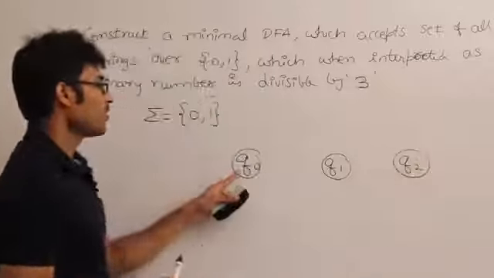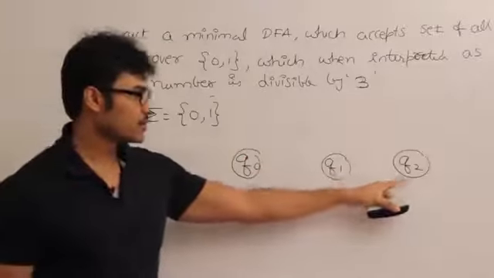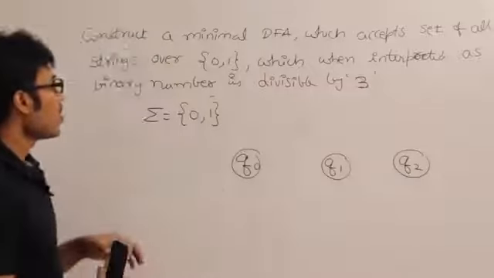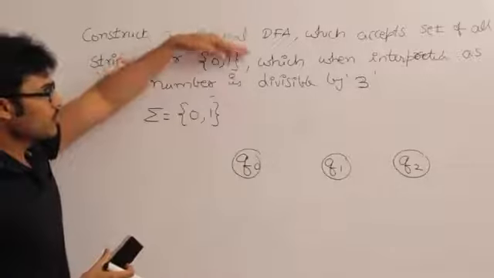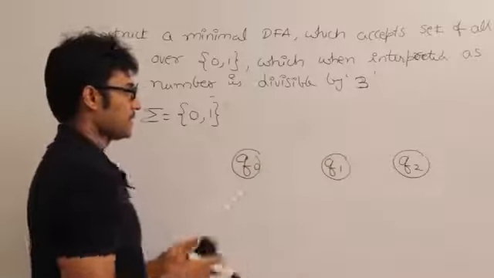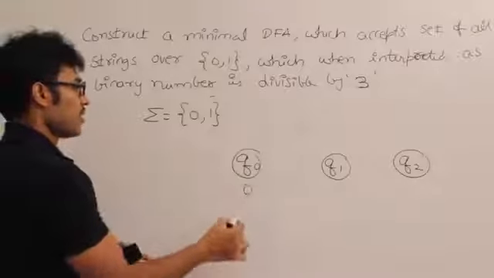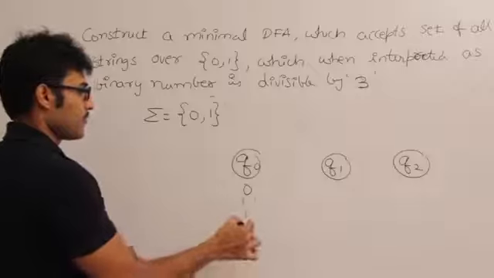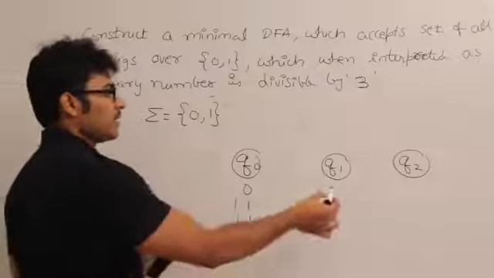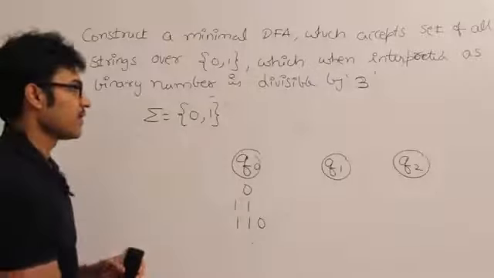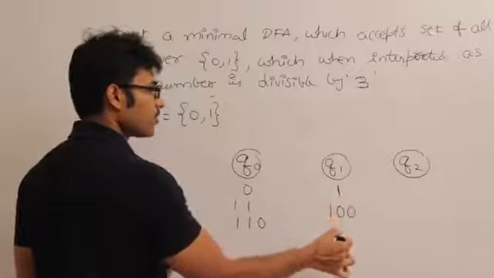Q0 represents the set of all strings which generate a remainder of 0, Q1 the set of all strings which generate a remainder of 1, and Q2 the set of all strings which generate a remainder of 2. So all the strings present in {0, 1}* can be classified into 3 classes. One is the strings which generate remainder 0, for example 0, 11, 110, and so on. This is 0, this is 3, this is 6. And all strings which generate remainder 1, which is 1 and then 4, and so on.